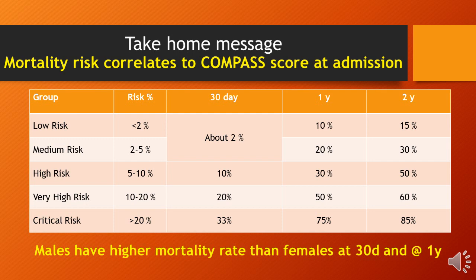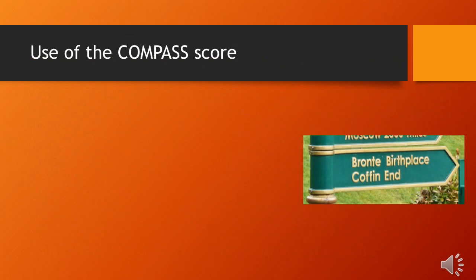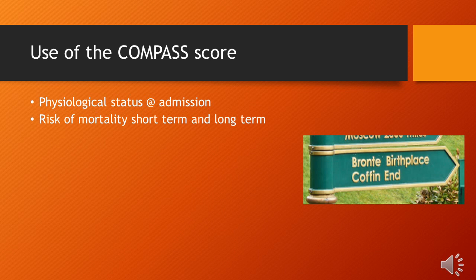The second take-home message is males have a slightly higher mortality rate than females at any time interval. By using Compass score at admission, you can understand the patient's physiological status, which is a surrogate marker for predicting mortality risk both short and long term. I would want to stress that Compass score was not developed to predict long-term mortality. It is validated for 30-day mortality based on over 15 million HES data.